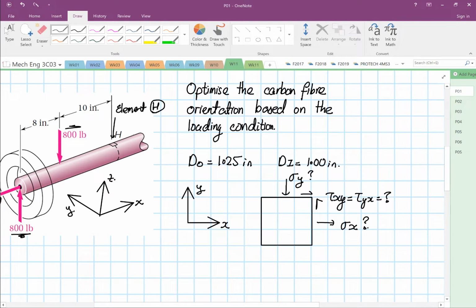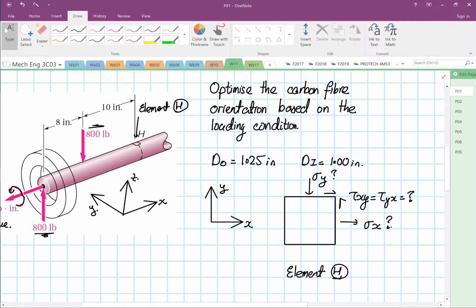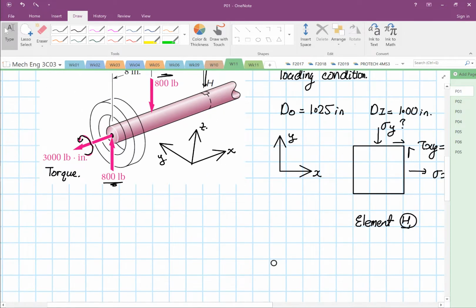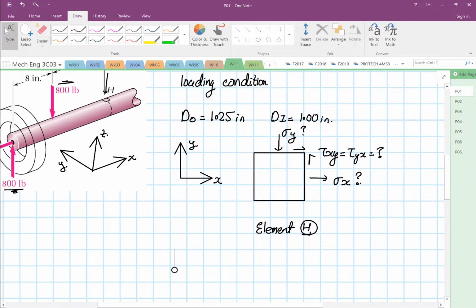So what we are looking at is element H, and element H is viewed from XY. Based on this transformation, we are looking from the top. If I were to put my eyes here, that's what we're looking at. So we're going to find the stress in the x direction, the stress in the y direction, and the shear in the xy direction. We don't know what they are. If we don't know, we cannot plot Mohr's circle.